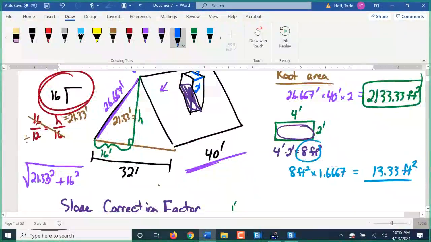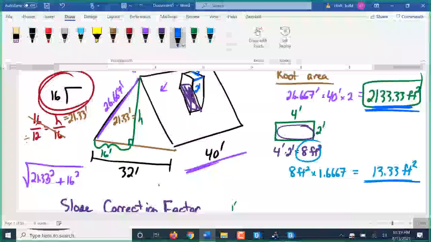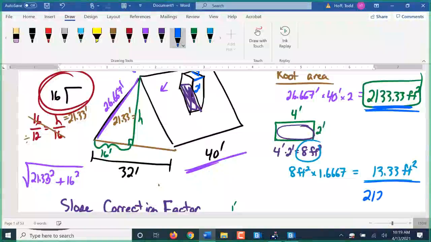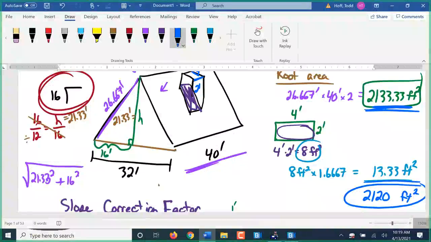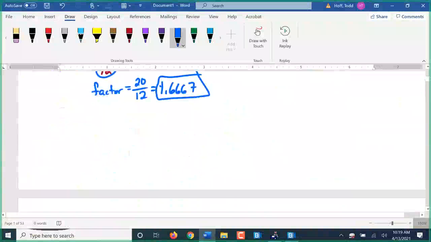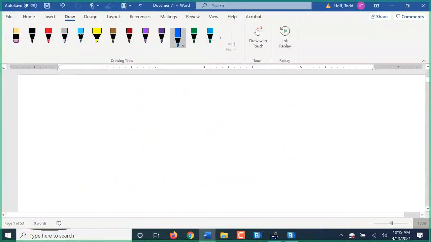So I'm just going to subtract this whole area minus the area cut out by the chimney. This is 2,120 square feet is my remaining roof area. So that slope correction factor is a huge deal when it comes into building roofs. So I'm going to talk about it a little bit more.